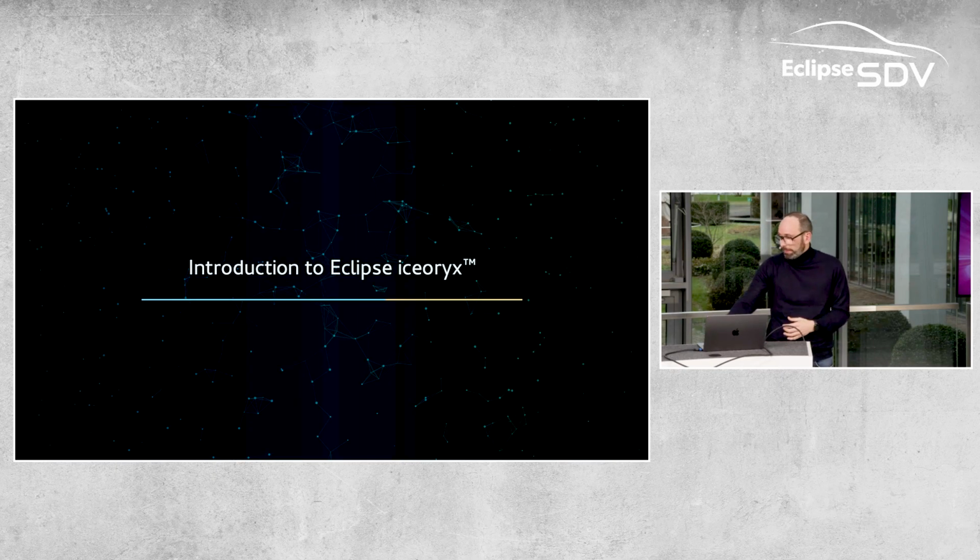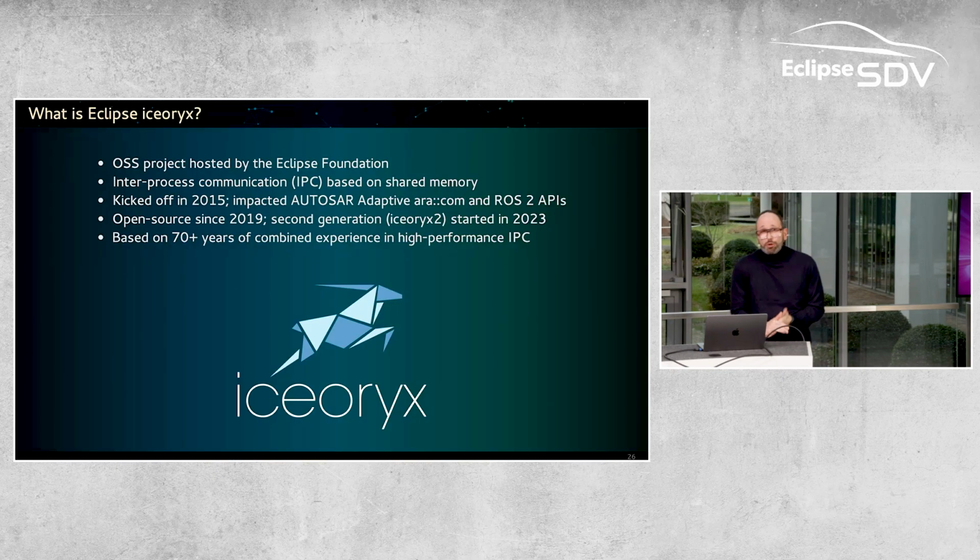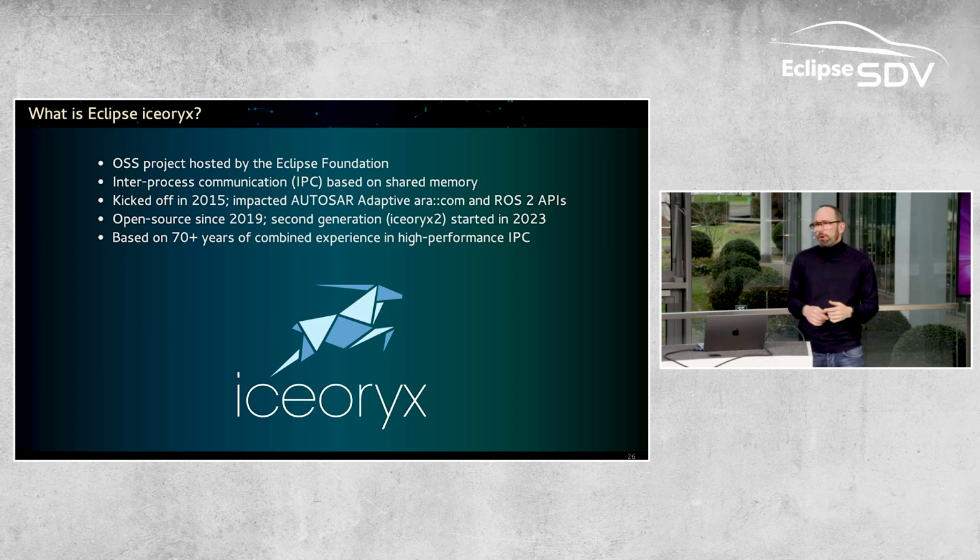So how? iceoryx is an inter-process communication technology based on shared memory. It was started in 2015. We also then took the ideas to the standardization of the AUTOSAR Adaptive ara::com API and ROS 2 to ensure that you can have efficient communication based on shared memory in these frameworks. It was open sourced in 2019 as Eclipse iceoryx. And in 2023, we started iceoryx2, which I will talk about in a minute.